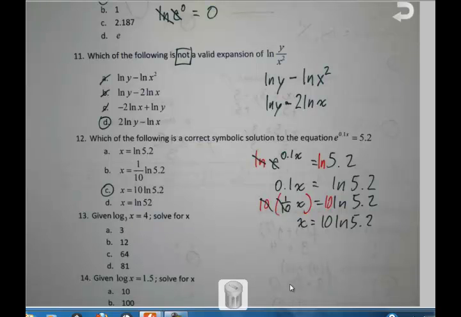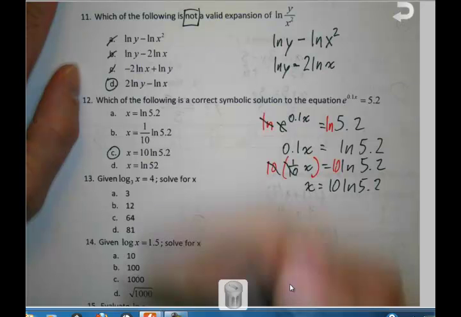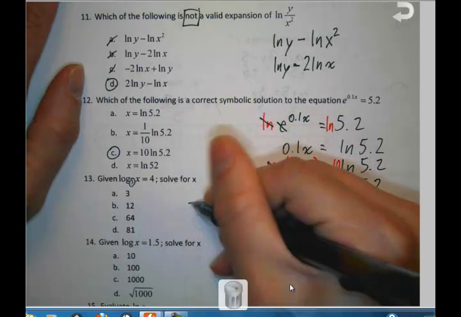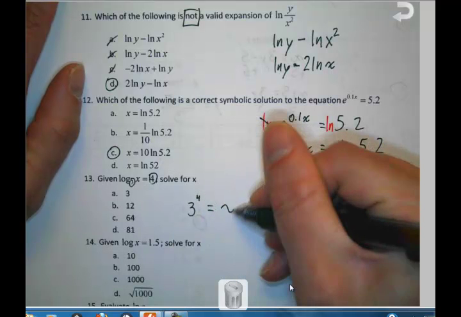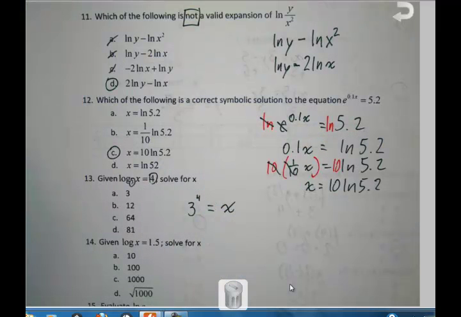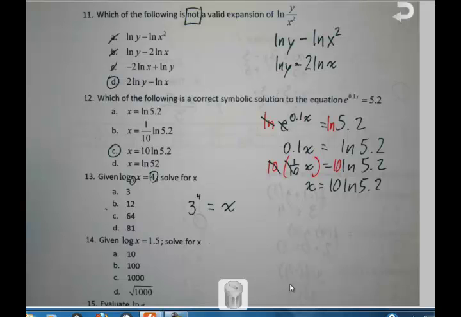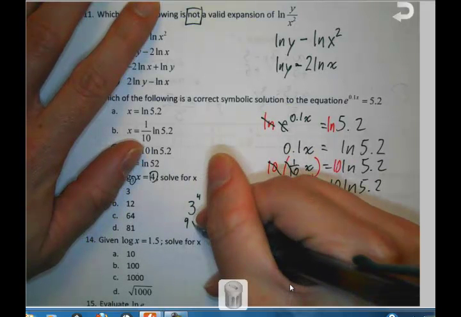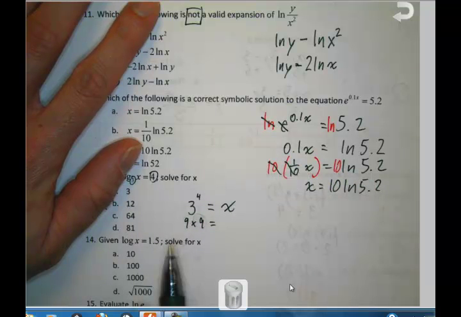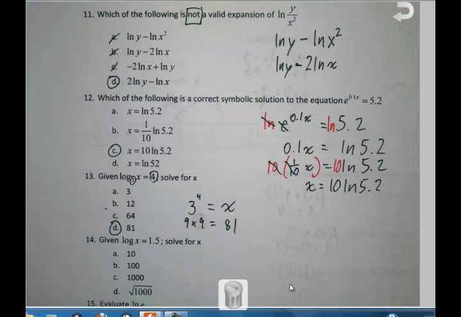Now, number 13 was high. Do you know how to transition something from logarithmic form to exponential form? Your base is 3, your exponent is 4, and your term is x. After that, it's just a matter of evaluating 3 to the 4th. The most common incorrect response was 12 because people multiplied when they should have exponentiated. 3 to the 4th is actually 9 times 9, 3 squared times 3 squared, which is 81. Final solution.